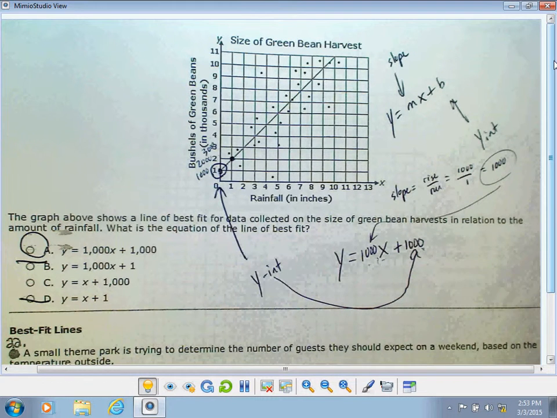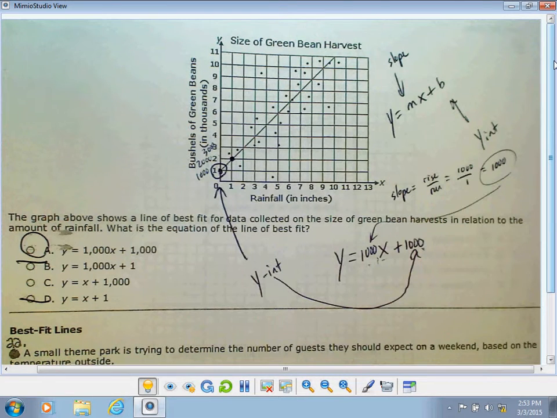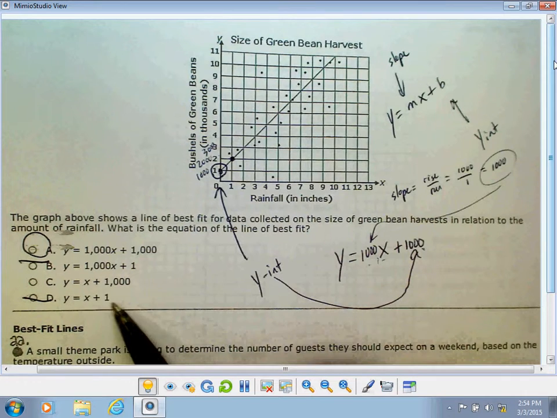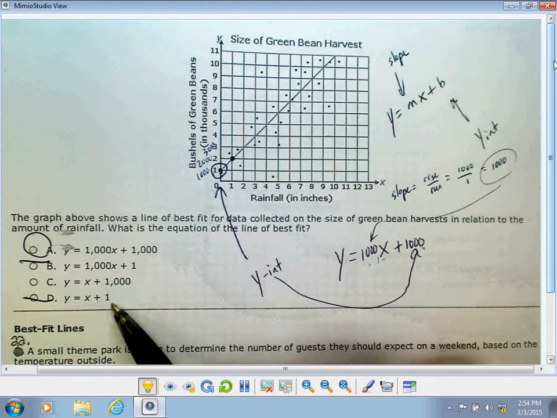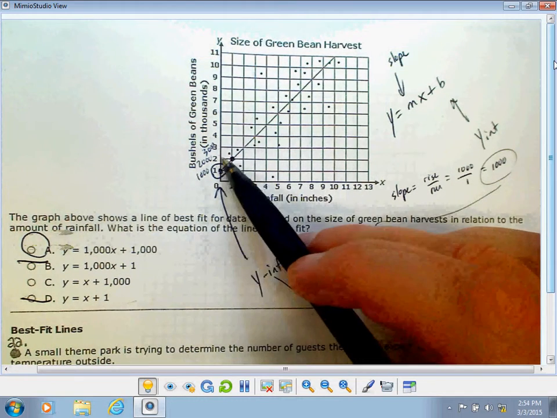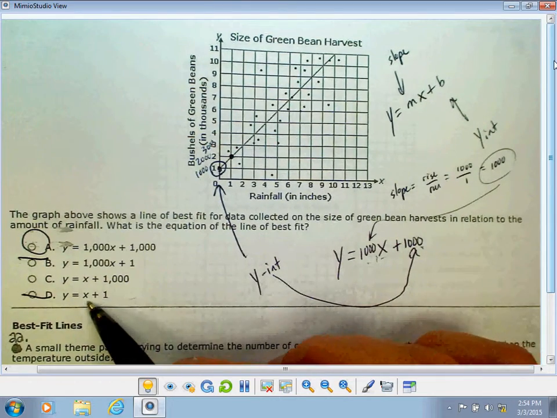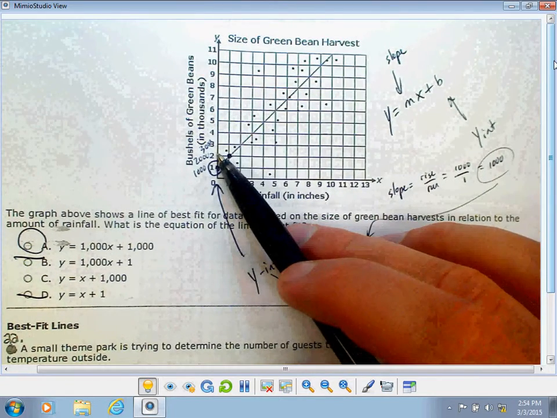So this one asks you, can you read a graph and write an equation, but it also asks you to pay attention to detail, that these are not by ones, they're by 1,000s. A lot of people put D as the answer for this because they see the y-intercept as 1 instead of reading it as 1,000, and also count rise over run as up 1 over 1. They're not paying attention to the fact that this is by the thousands.